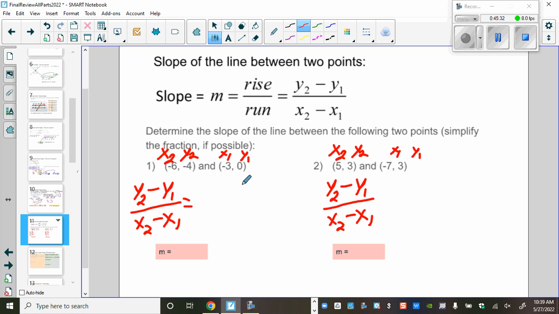What's our value for y2? -4 minus 0. But what's -4 minus 0? Okay, that's not so bad. What about x2? -6. Now here's where we have to be very careful. This minus sign stays. You've got to keep that minus sign. And then your x1, put in parentheses.